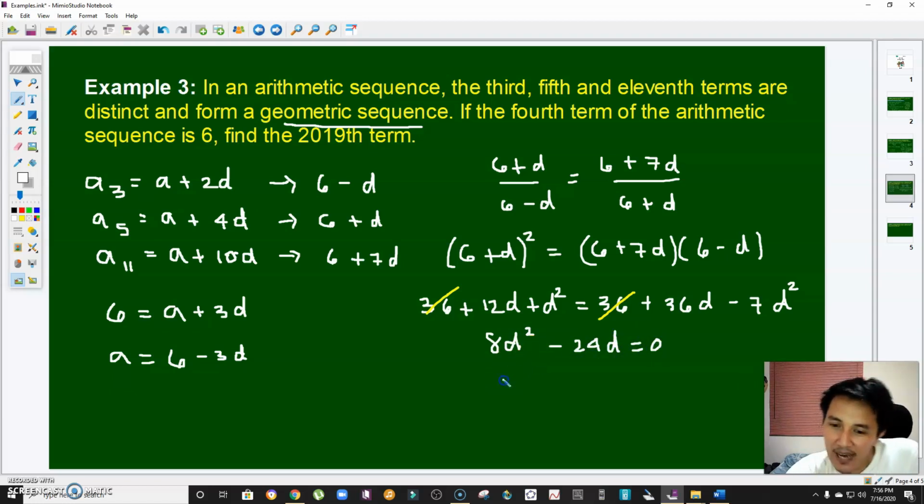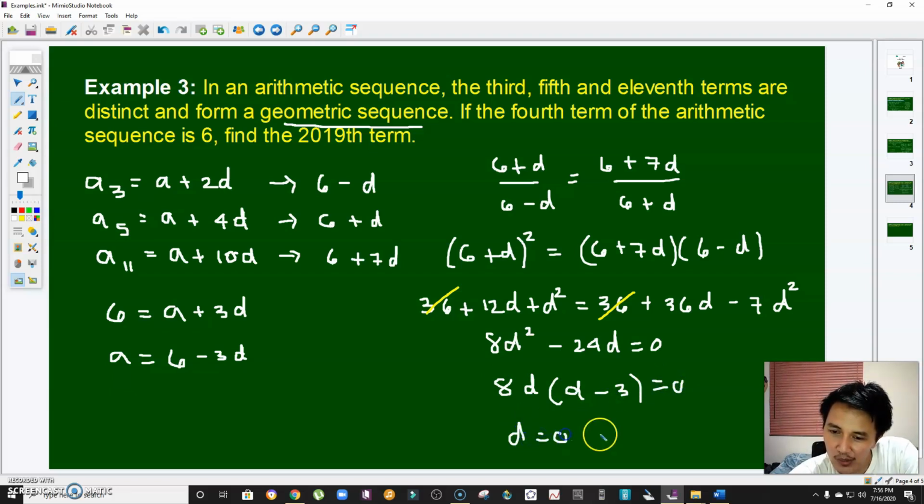Now, obviously, I can factor out 8d. That will be d minus 3 equals 0. So, it's obvious here, I'm going to have two values of d. The first one is 0, and then the other one is 3.